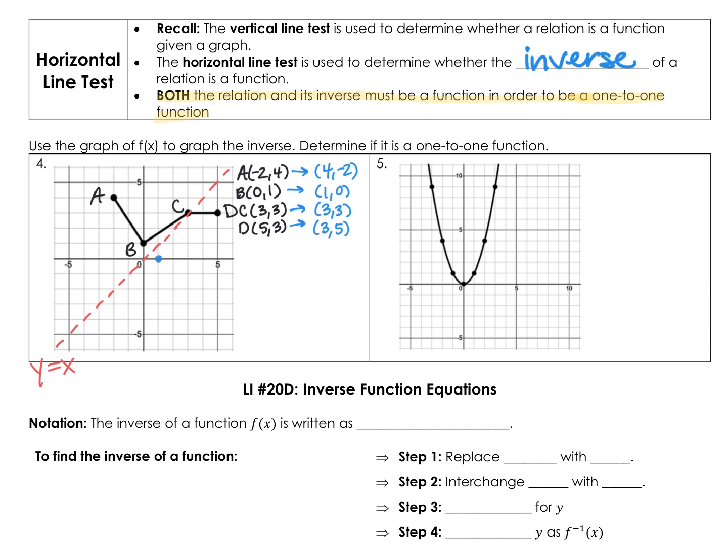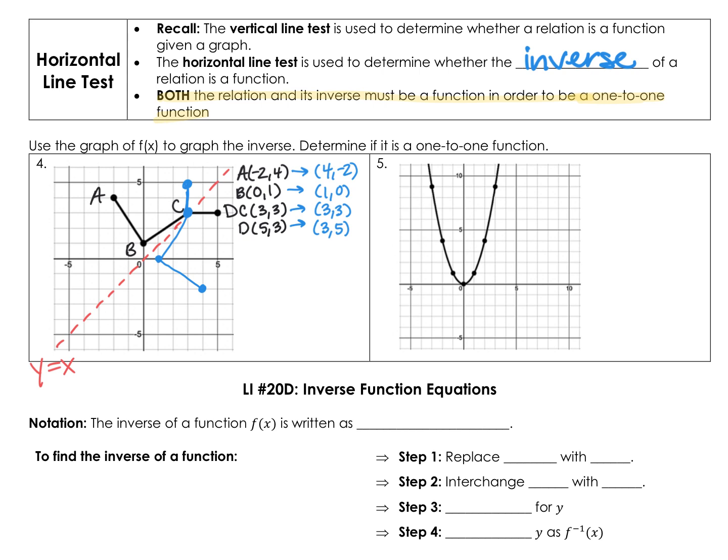I don't know why I started with B. That was B. Sorry, (4, -2), (1, 0), (3, 3). That one's on the line, so that's why it didn't move. And then (3, 5). And you're gonna see this lovely little inverse graph is here. Do you see how it's a mirror image? It's beautiful, okay?